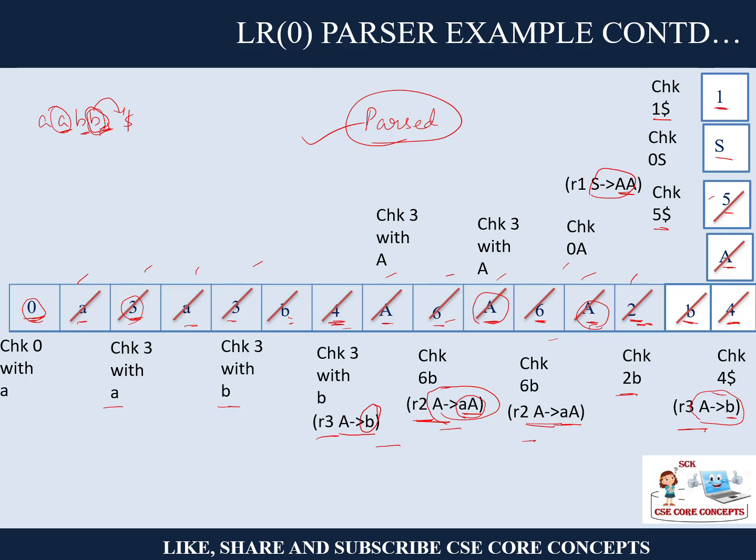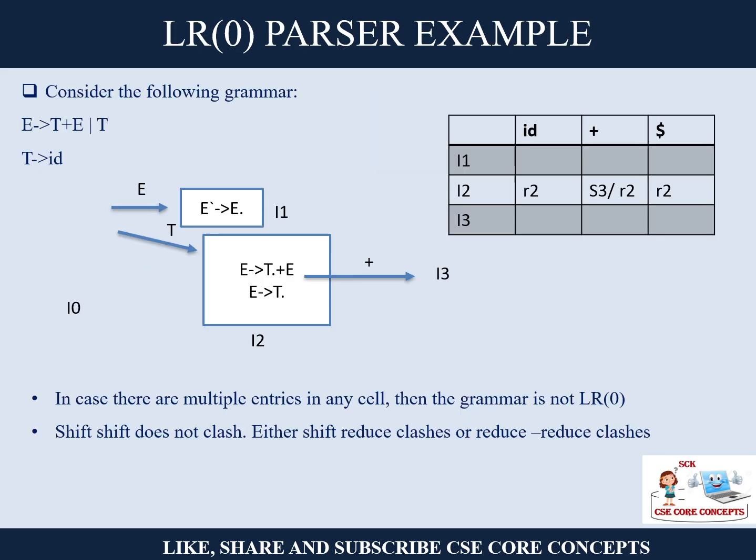Now let's check out one example where we can say that it is not an LR0 grammar. Of course, when you have multiple entries in the parsing table, it is not LR0, as we did in the LL1 phase, right? So let us check this grammar. E takes the form T plus E or T, and T is ID. So you start with the augmented grammar. E dash is E dot, done. It is very simple, right? This is the grammar.